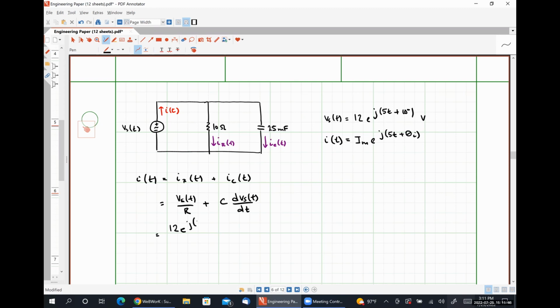12e to the j 5t plus 10 degrees over 10 ohms plus 25 millifarads times the derivative of 12e to the j 5t plus 10 degrees.